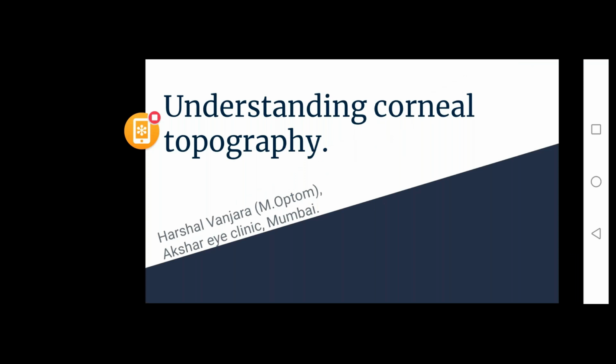I've been invited to talk about understanding corneal topography. Basically, corneal topography is an instrument, or a report, which a lot of people are confused about. So what do those colors mean? What do those numbers mean? Why are the numbers positive? Why are some of the values negative?